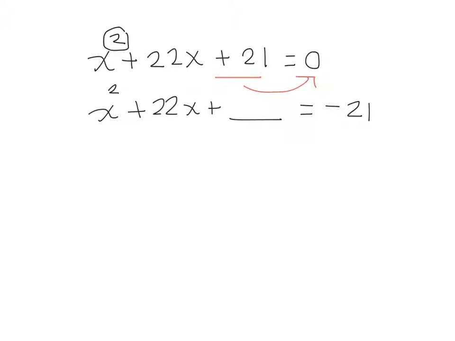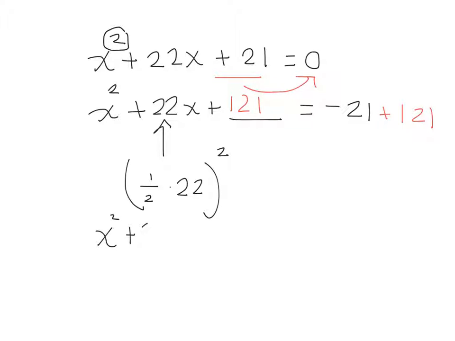Now, to complete that square, we have to look at the value of b, in this case 22, cut it in half. When you cut 22 in half, you get 11. Square that answer, and you get 121. So we're going to have to add 121 to the left side, which means we're going to have to add 121 to the right side to keep the equation in balance. What we now have is x squared plus 22x plus 121, which is a perfect square trinomial, is equal to 100.